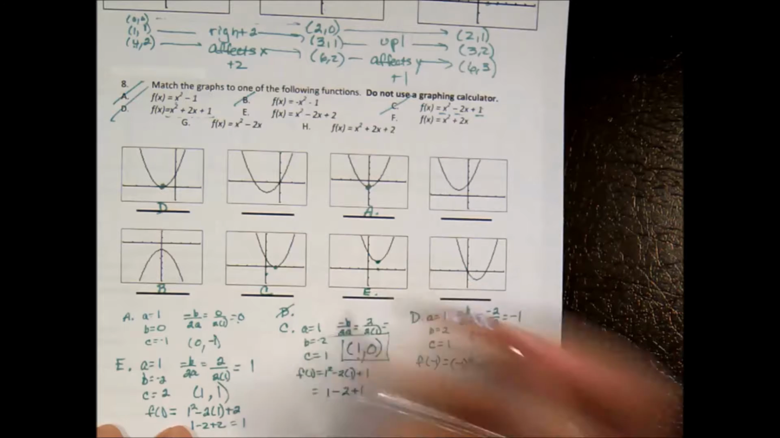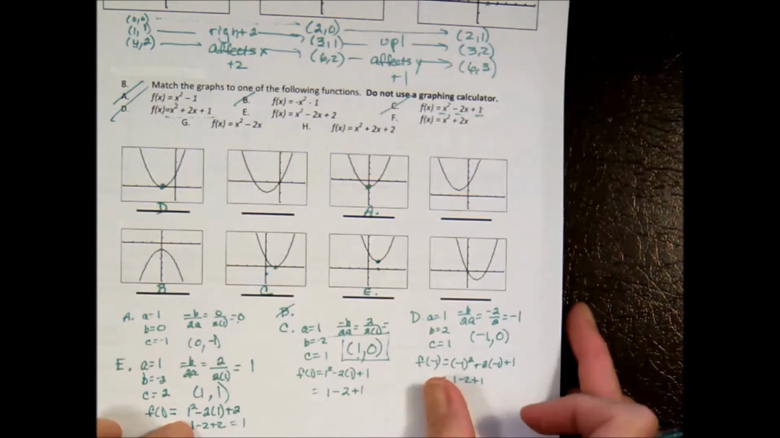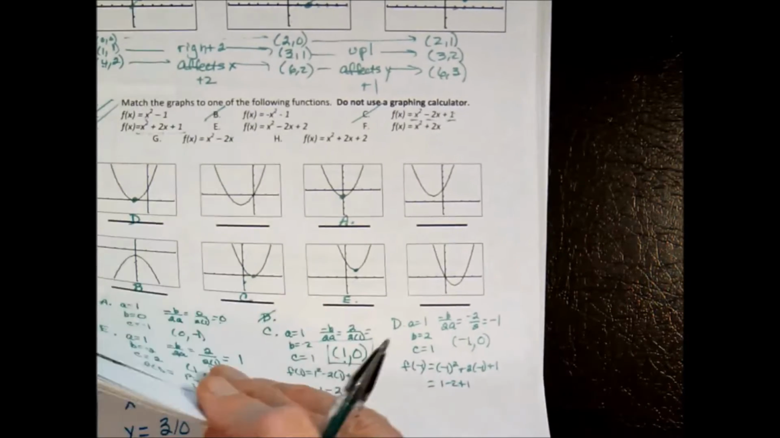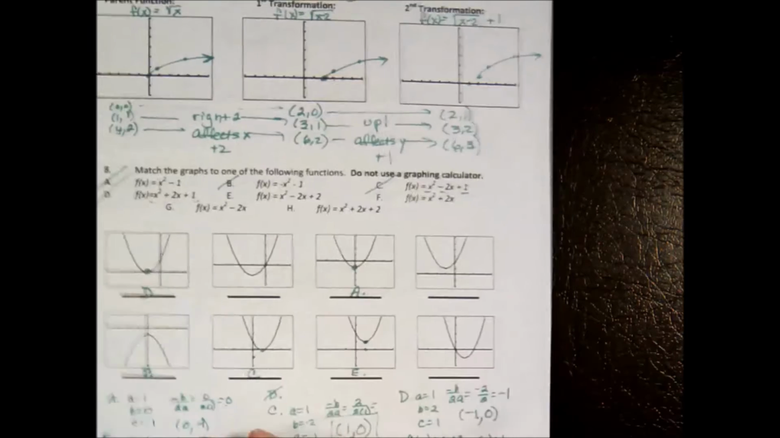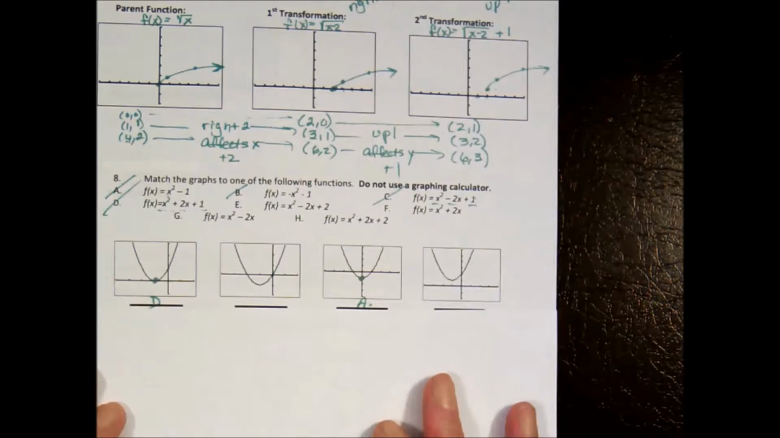I've only got 3 more, F, G, and H, and I think we're going to need another paper to do those. Let me see if I can find a sheet here. Yes, and we'll move this up here and do those. I don't have space, and then we'll look at our graphs.